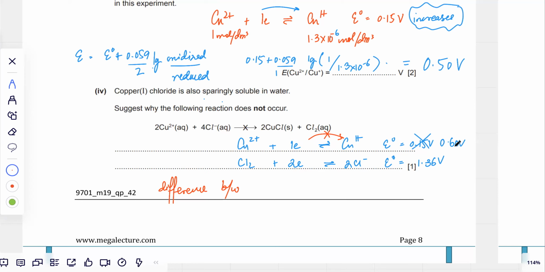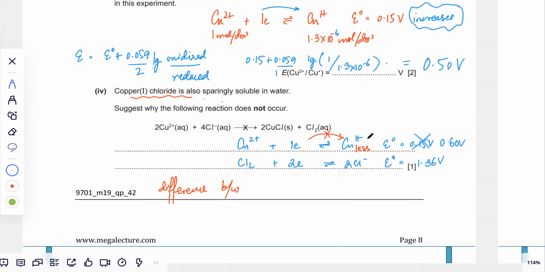Because they said copper 1 chloride is sparingly soluble. That means the concentration of copper 1 plus is going to be less, right? So copper 1 plus is going to be very less. And if it's very less, where would the equilibrium shift? It's going to try and make more of it, right? Is that clear? And if the equilibrium shifts forward, the potential should increase, right? It's just like in the previous case.